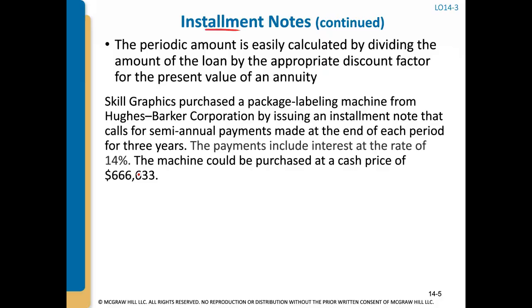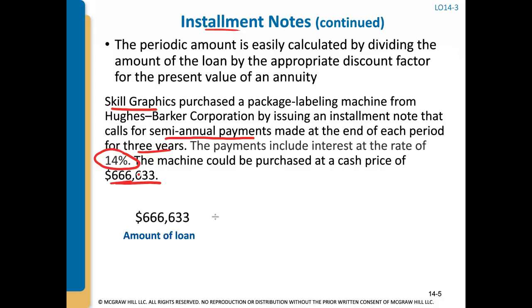So now we have this information. Here's how much our note is, meaning we are Skill Graphics. This is our note for $666,000, and we have to pay semi-annual payments, so twice a year for 3 years. So we have 6 payments that we need to make that incorporate an interest rate of 14%, and we have to figure out what our payment is going to be every 6 months.